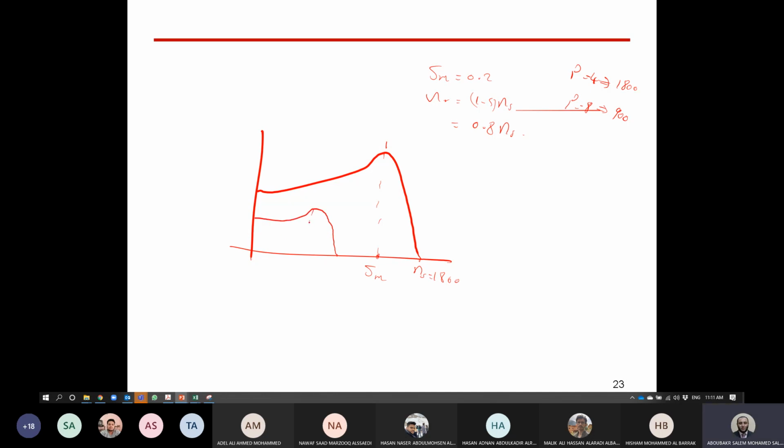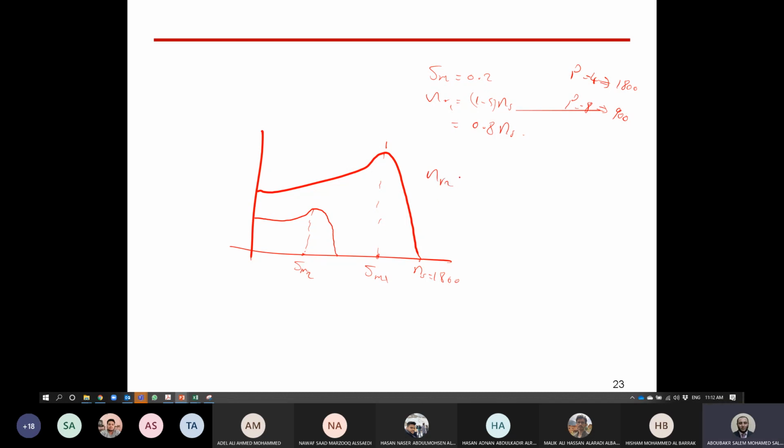And this is also representing S maximum. S maximum for curve number 2. This is S maximum for curve number 1. And if we said that S maximum is constant if we make pole changing, which means S maximum is still 0.2. So what is the speed NR2 at S maximum 2?